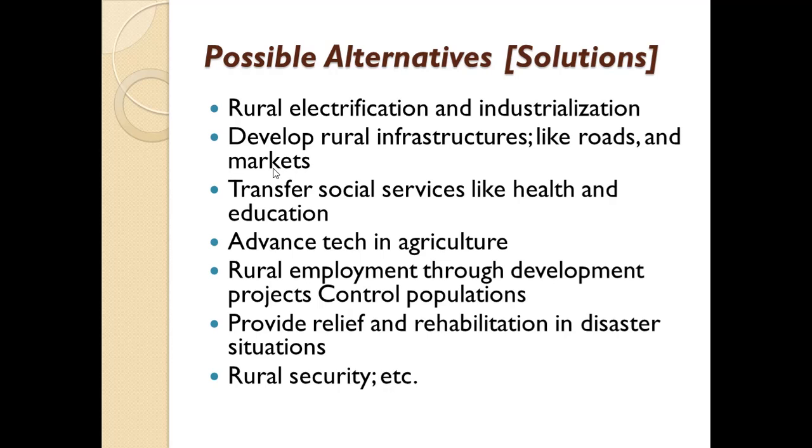Then another solution could be development of rural infrastructure such as roads and markets, or transfer of social services such as health services, and having better schools in rural areas rather than in urban centers, or advanced technology in agriculture to increase production, but also draw attention of those who would have wished to go to urban centers to remain in rural areas to engage in work and production. You could also provide relief and rehabilitation in disaster situations, and therefore prevent movement of refugees from the affected areas towards other areas. You could also have rural security. So there are many possible alternatives that governments or people can use to mitigate or prevent such migration patterns.